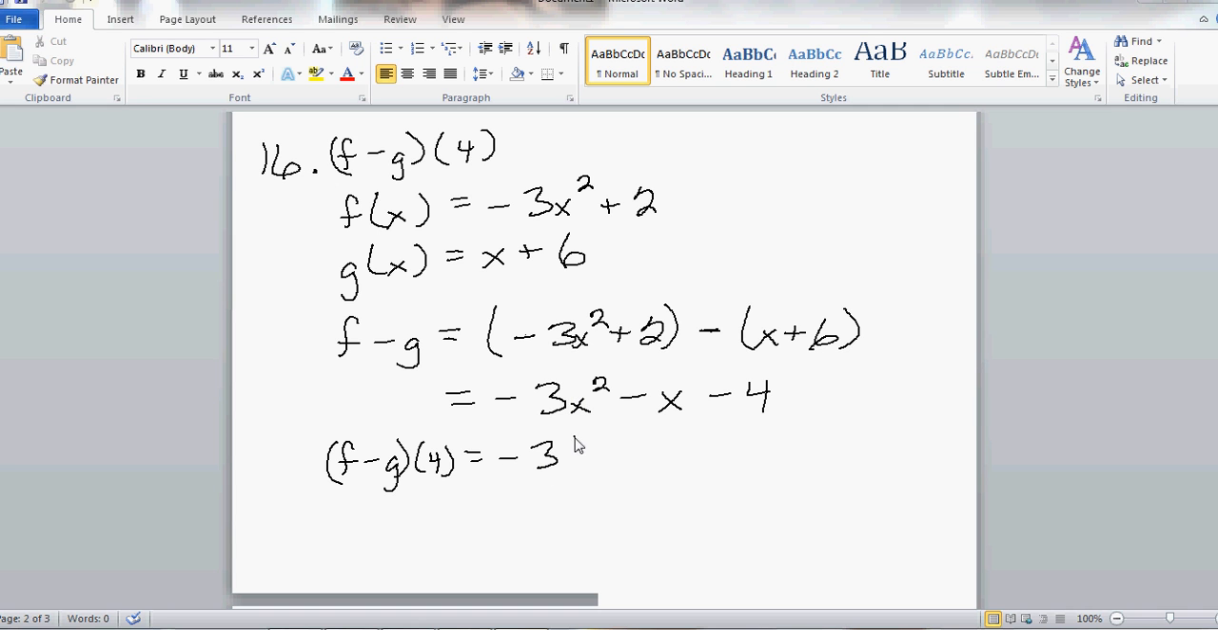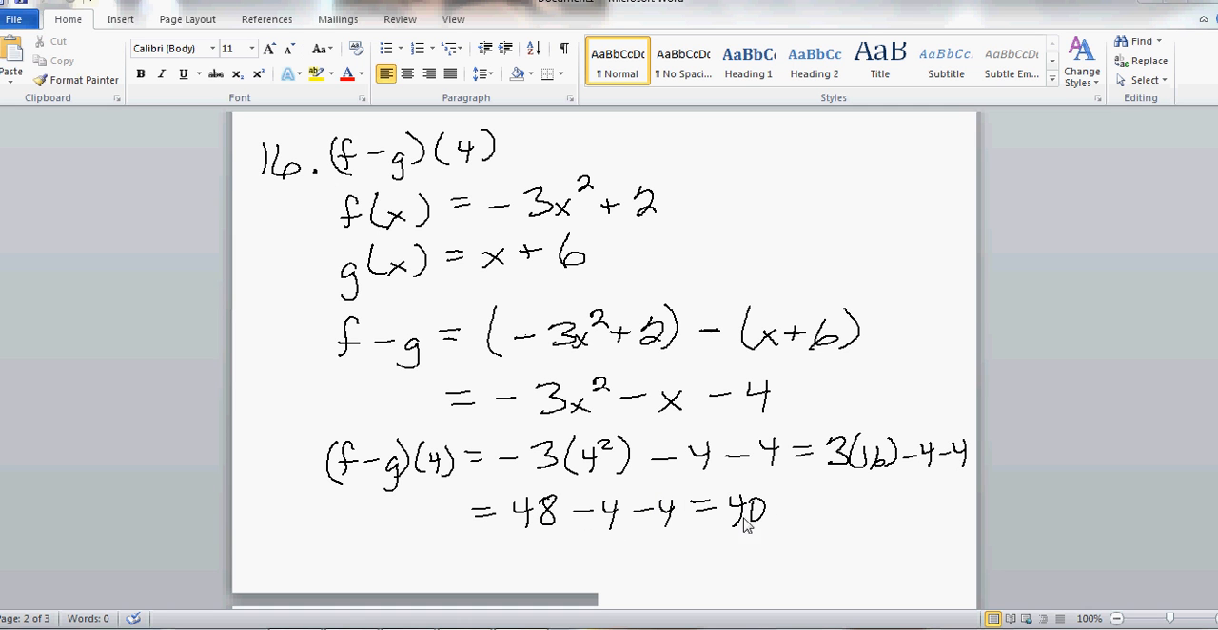So negative 3 times 4 squared minus 4 minus 4 equals 3 times 16 minus 4 minus 4. 3 times 16 is 48. 48 minus 4 is equal to 40.